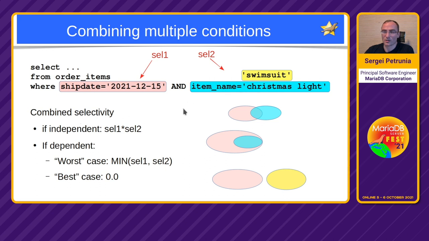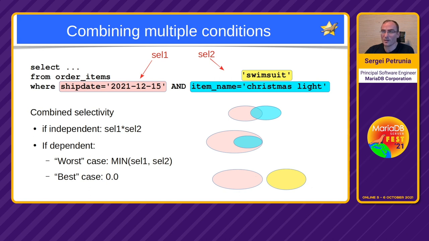Well, the first observation to make is that you don't actually know if these two are independent, such that you need to multiply the selectivities, or whether there is some overlap. If the conditions are dependent, then in the worst case, you just need to take the greatest selectivity. I suppose all Christmas lights are ordered around Christmas, but there are also other things ordered. In the worst case, here are the Christmas orders and here are the swimsuit orders. Maybe there is no overlap or almost no overlap.